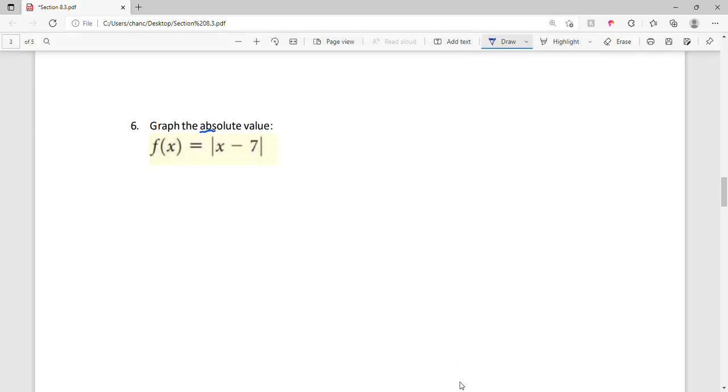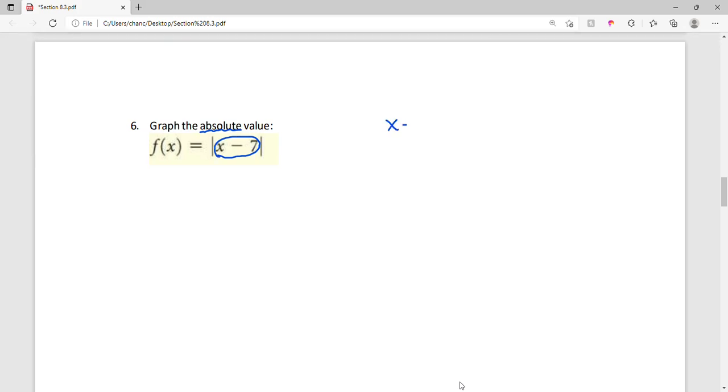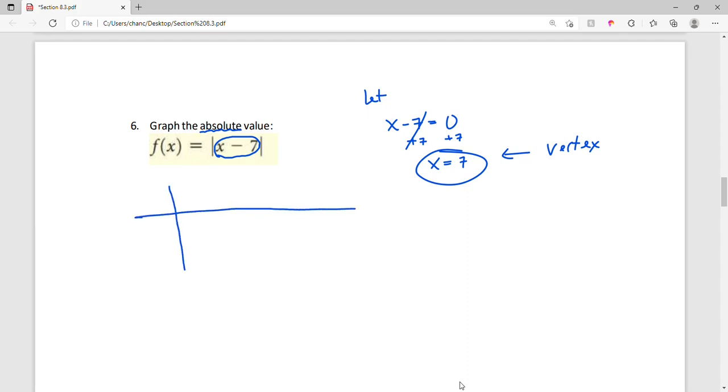Question 6. It's time now to graph an absolute value equation. The first step is to let whatever's inside that absolute value be equal to 0. So let x minus 7 be equal to 0. And then I can solve this pretty easily. X is equal to 7 is my solution for when the inside is equal to 0. This is going to tell us the location of that vertex. That's a very important part of the absolute value graph, and that's why we set the inside of the absolute value equal to 0 first.